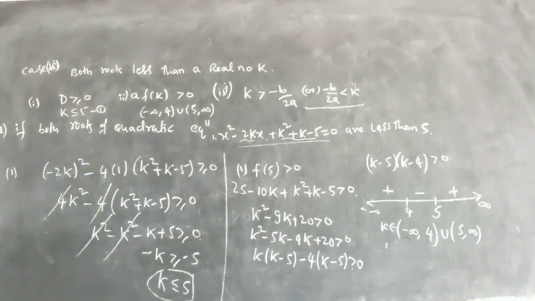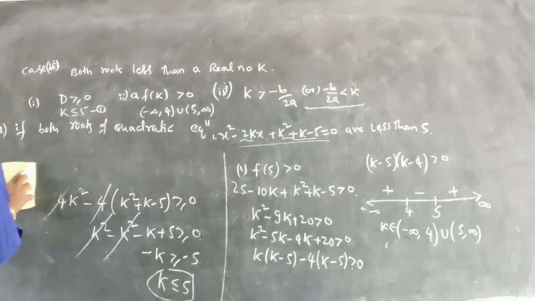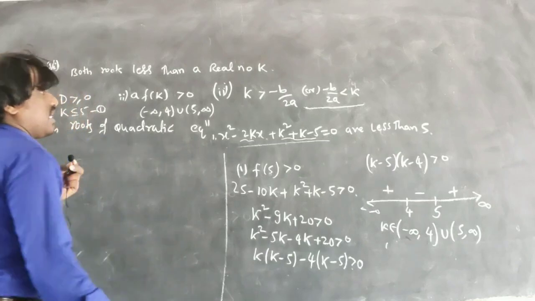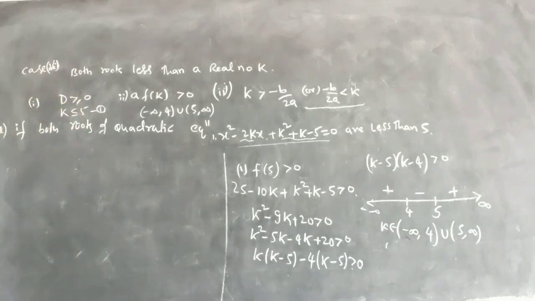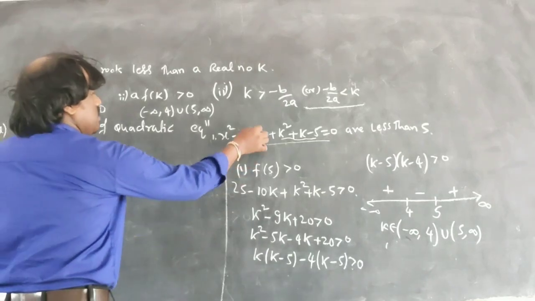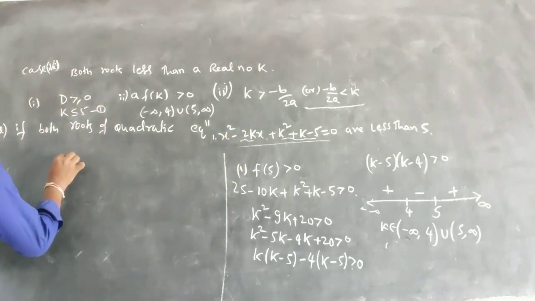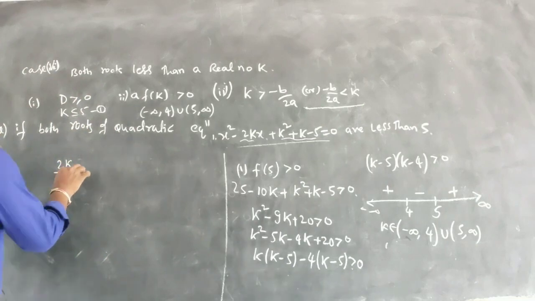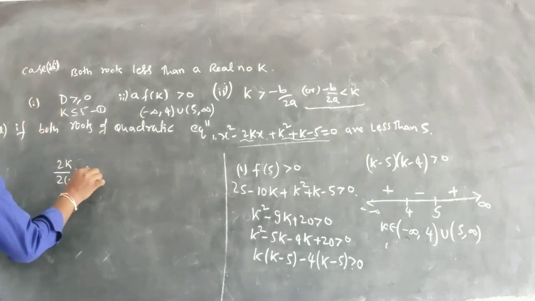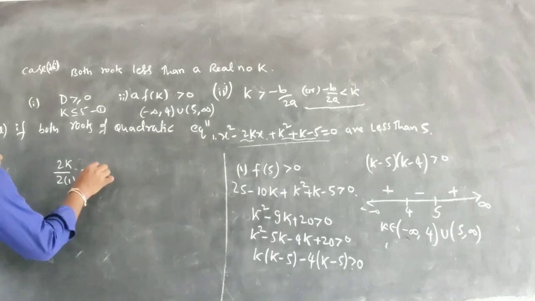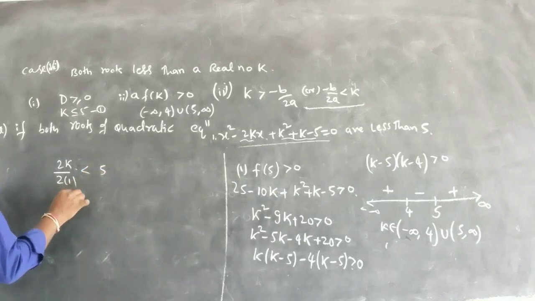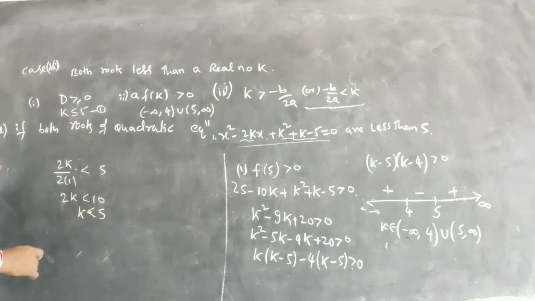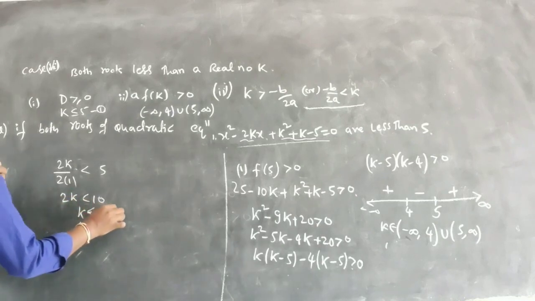Let us go for case number 3. What is case number 3 here? Case number 3 is minus b by 2a less than k. Minus b by 2a, that is minus b by 2k, over 2 into 1, is less than the quantity 5. So 2k is less than 10. So k is less than 5. So you got k less than 5 as the third one.